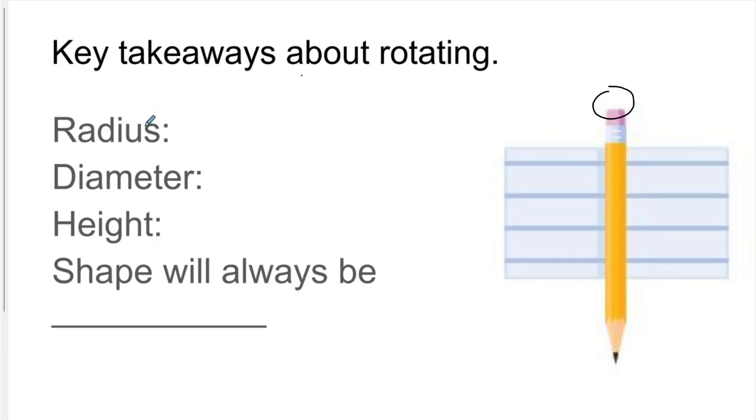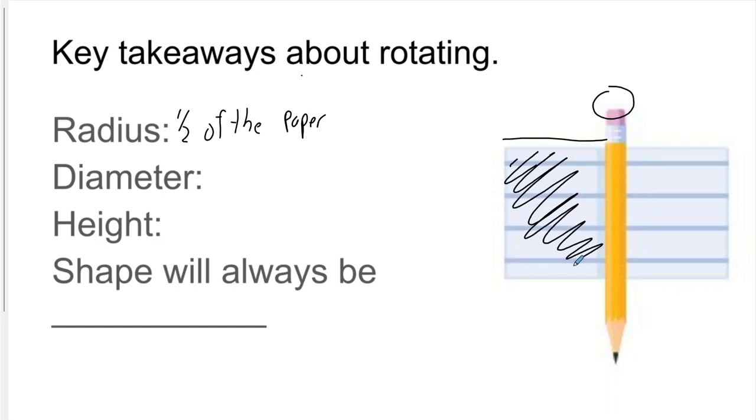The radius of my new shape is going to be the radius, or half, of the paper. And this is only going to be if the paper goes both ways. If I only had this portion of paper and I didn't have this, then the radius would be equal to the full paper. The diameter is going to be equal to the full paper.